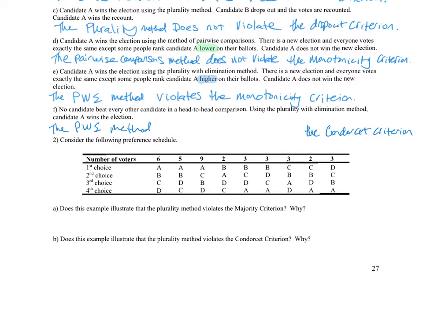And no candidate was Condorcet. No candidate beat every other candidate in a head-to-head comparison. The Condorcet criterion says that if there is a Condorcet candidate, if there is a candidate who can beat every other candidate head-to-head, then they should win the election. But it doesn't say anything about who should win if there is no candidate who can beat every other candidate in a head-to-head comparison. So this does not violate.